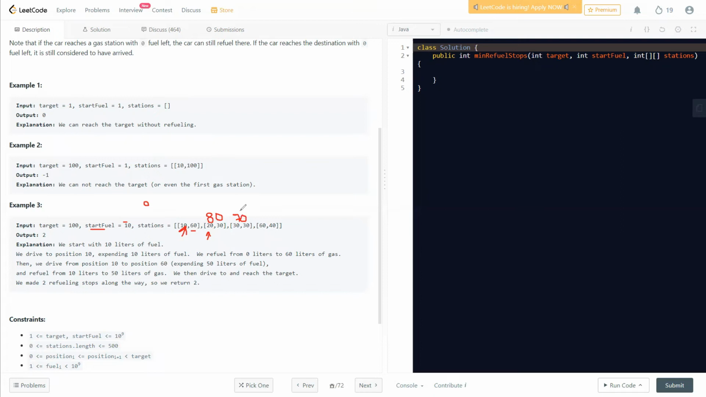Fine. Now in that third stop, what we can do, we are at 60 miles distance. So at the 60-mile distance, we have in stock 10 liters of fuel to reach the 60 miles. We have already spent 50 miles of fuel from our last stop, and we have 10 miles in our stock.